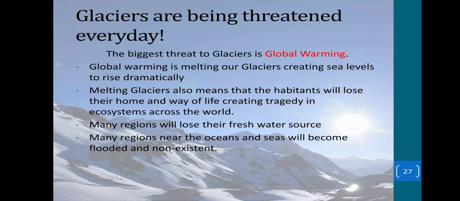So let us continue. Many regions will lose their fresh water source. Many regions near the oceans and seas will become flooded and non-existent. So maybe this will come into tragedy if there would be an abrupt rising of water.